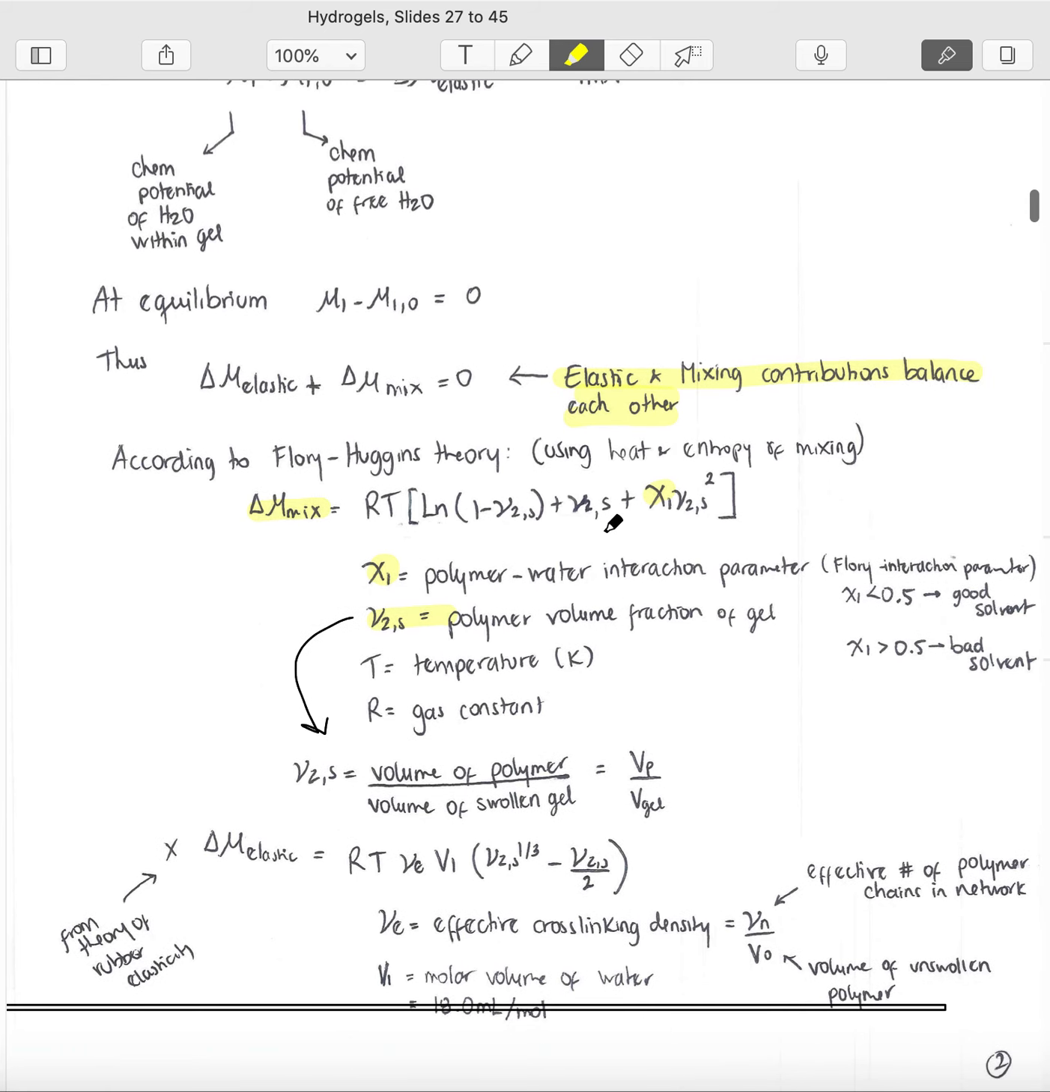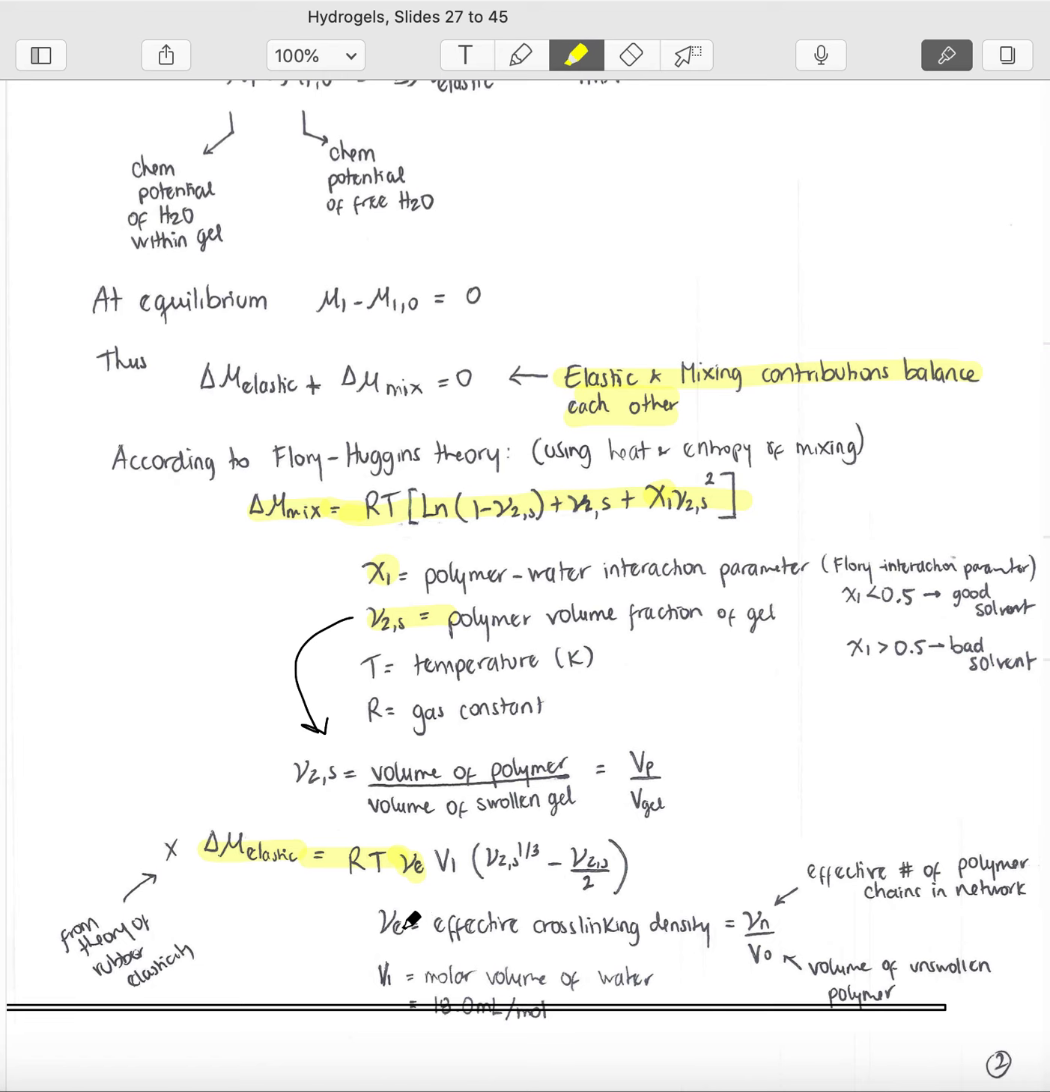All right, so from here, again, this equation will be utilized to calculate the chemical potential associated with the mixing of polymer with the water. Here at the bottom, we have the equation to calculate the chemical potential associated with the elastic portion, and that's also equal to RT times VE.